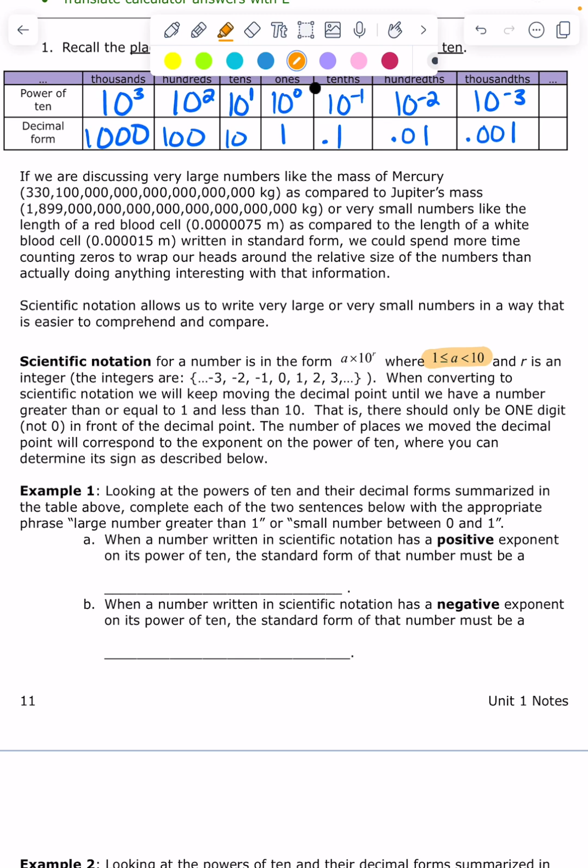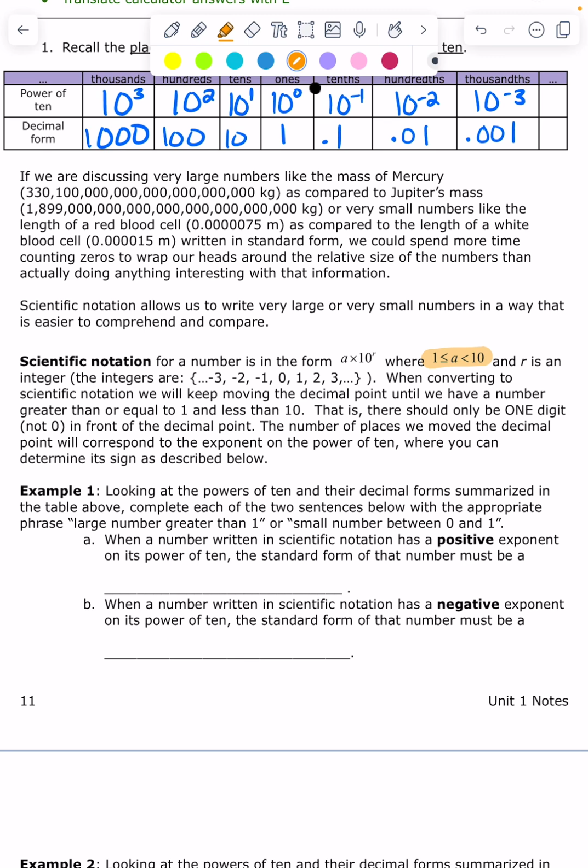All right, so example 1. Looking at the powers of 10 in their decimal form summarized in the table above, complete each of the 2 sentences below with the appropriate phrase: large number greater than 1 or small number between 0 and 1. This is what I just mentioned.